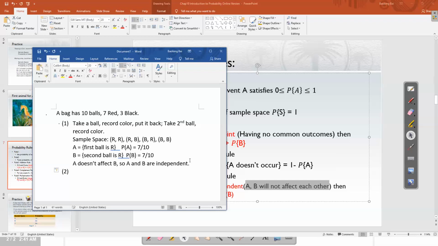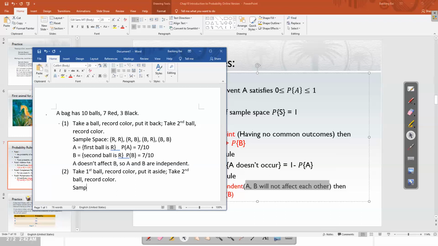All right, so now let's think about another scenario, okay? We're going to use the same bag, which has 10 balls, 7 red and 3 black. So now we're going to take the first ball and then record the color. And now we're not going to put it back anymore. It's going to be put aside. Now we're going to take a second ball and record the color.